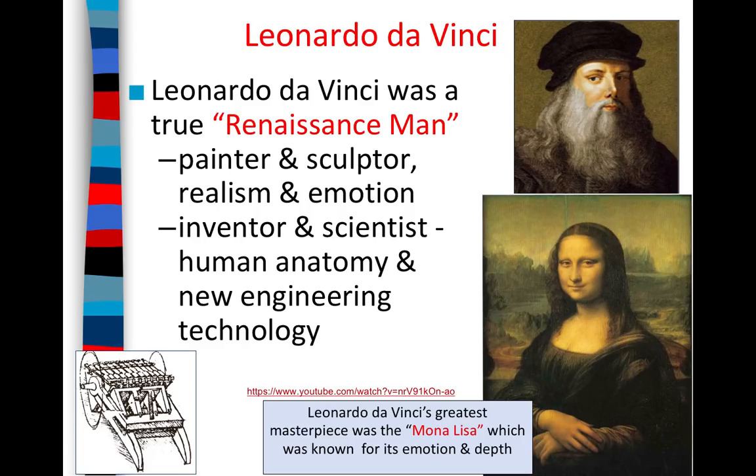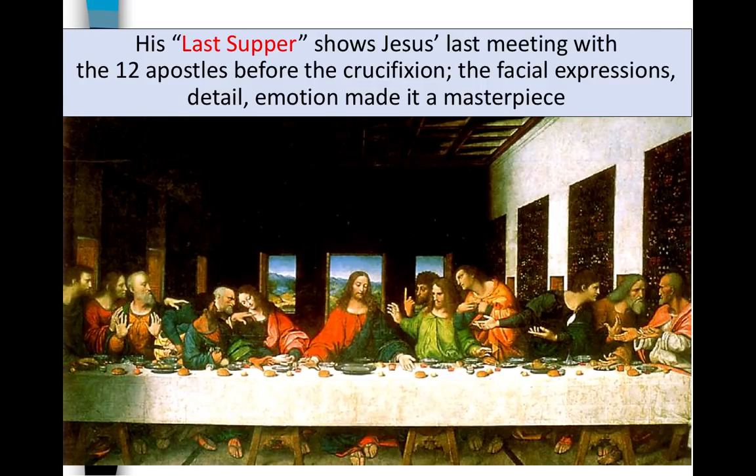So among his many masterpieces, Leonardo painted one of the best-known portraits in the world, the Mona Lisa. And here's the Mona Lisa right here. The woman in the portrait seems so real that many writers have tried to explain the thoughts behind her smile. He also produced the Last Supper, which shows Jesus' last meeting with the 12 apostles before the crucifixion. The facial expressions, the detail, and emotion made it a masterpiece.